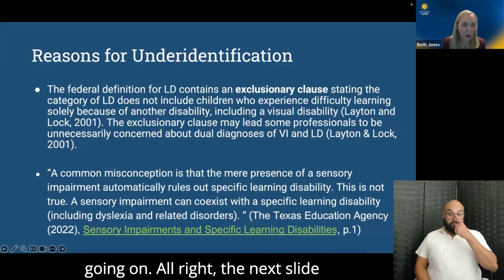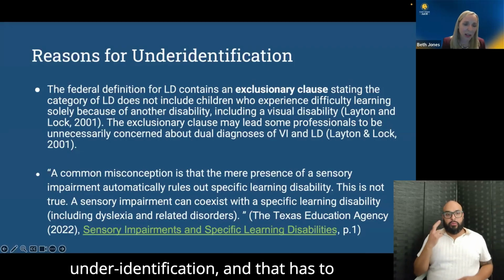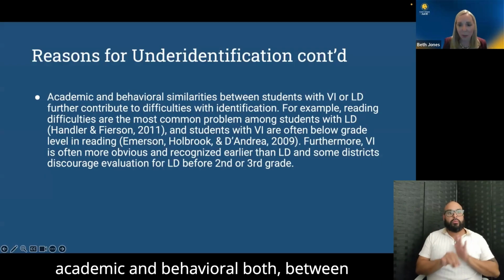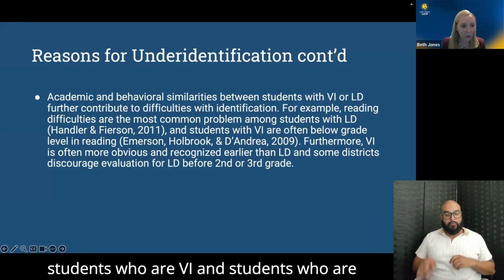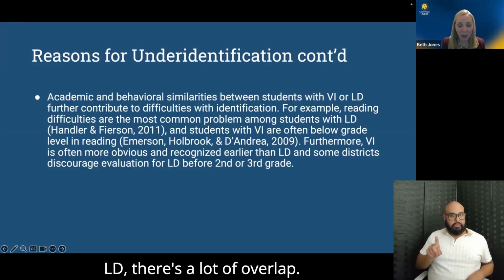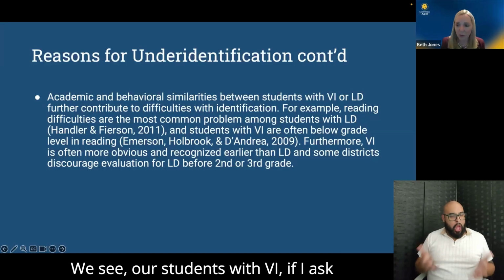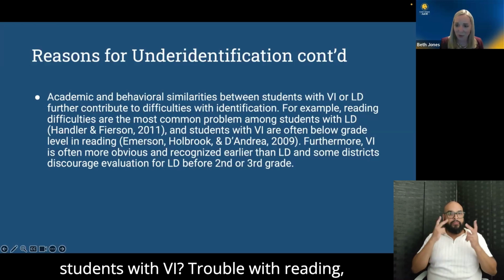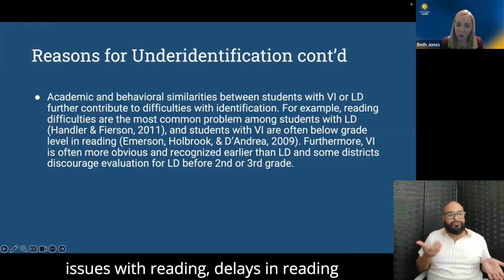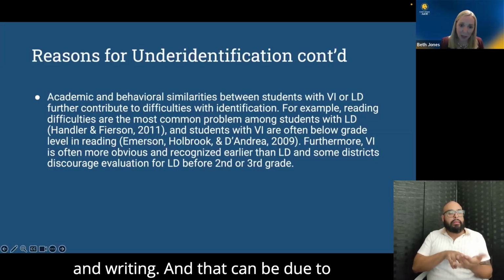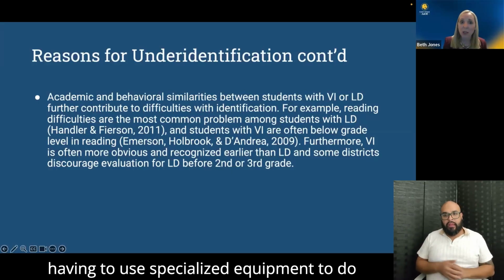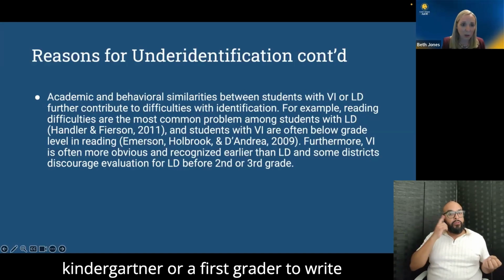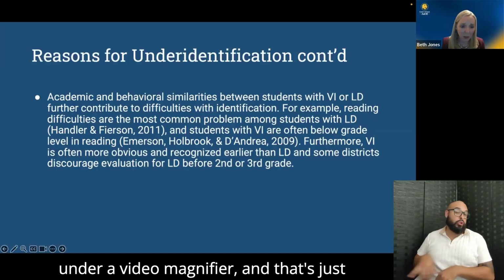All right, the next slide talks about another reason for under-identification, and that has to do with the fact that the similarities, academic and behavioral both, between students who are VI and students who are LD, there's a lot of overlap. If I ask our vision teachers on the call, what's one of the most common things you see in students with VI? Trouble with reading, issues with reading, delays in reading and writing. And that could be due to having to use specialized equipment to do these things, and it's in a non-standard way. You're trying to teach a kindergartner or a 1st grader to write under a video magnifier, and that's just not a normal process.